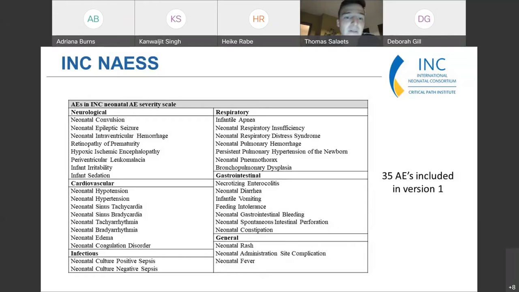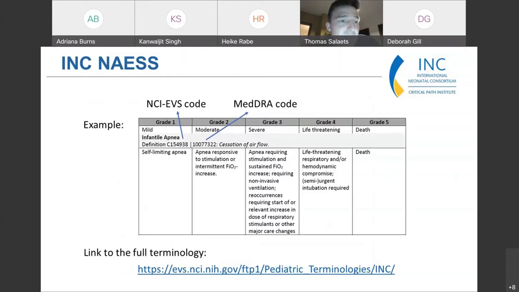All terminology, both the definitions of these adverse events and the severity grades, are linked to existing terminology databases. For instance, it's linked to MedDRA, which is quite important for drug development. And it's also linked to NCI vocabulary services. So there's a whole bunch of dictionaries there already with coded terminology, and all terms in our adverse event and severity scale are linked to these. You can find the link here on this slide on where you can find our severity scale. It's currently available through the vocabulary services of NCI, and it's also maintained by their team. On this link, you can find the latest version, and still the first version, of the INC Neonatal Adverse Event Severity Scale.